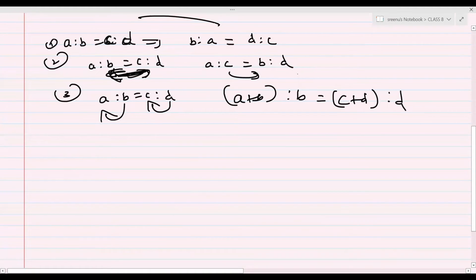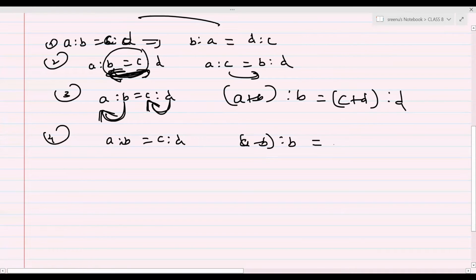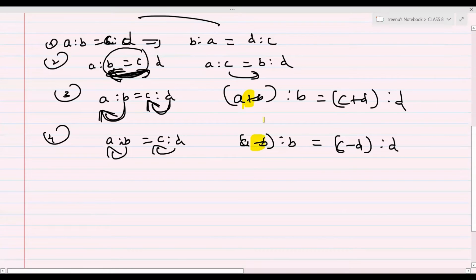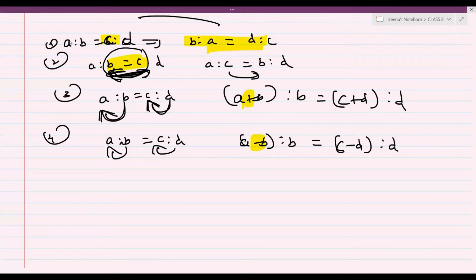Okay. First one is invertendo: write the reverse ratio. Second one is alternendo: in the sense B and C places you can change. Next, componendo: B added to the first term, D added to the first term here. And the fourth one is dividendo. Dividendo means subtraction. A is to B is equal to C is to D. This all will come in intermediate. A minus B is to B is equal to C minus D is to D. Subtraction. Here addition, here subtraction. Here middle terms changed. Here totally reverse. Next one.